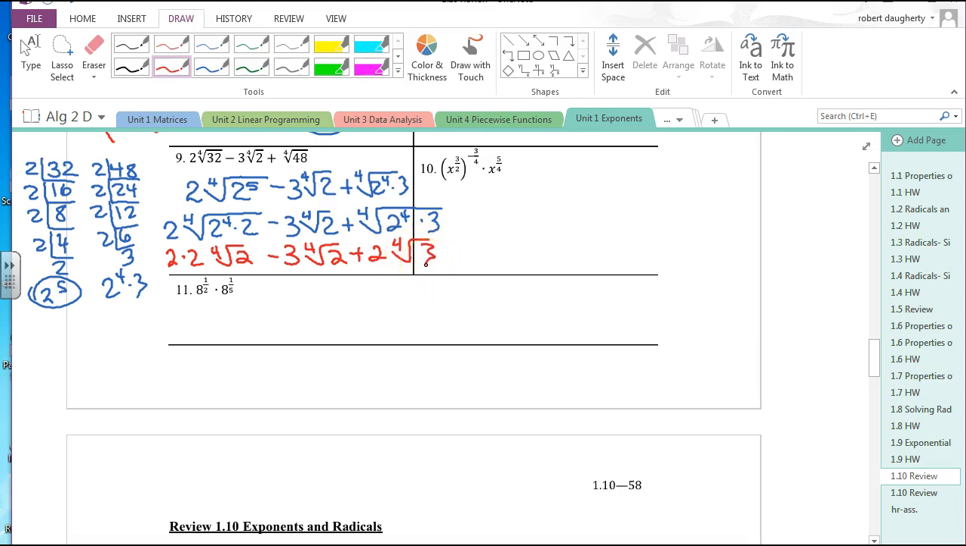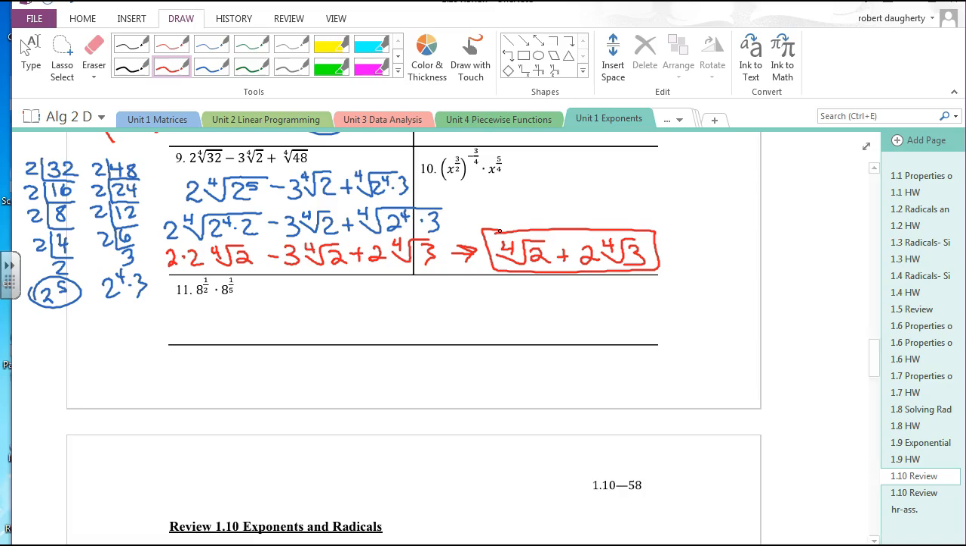So this is the first one. This is a 4 minus 3. So 4 minus 3, 4th root of 2. So this final answer is just going to be 4th root of 2 plus 2 fourth root of 3. Note those two terms will not combine.